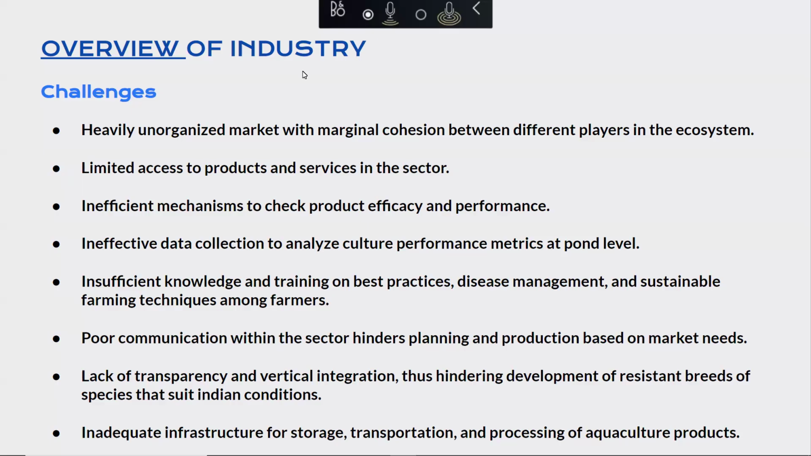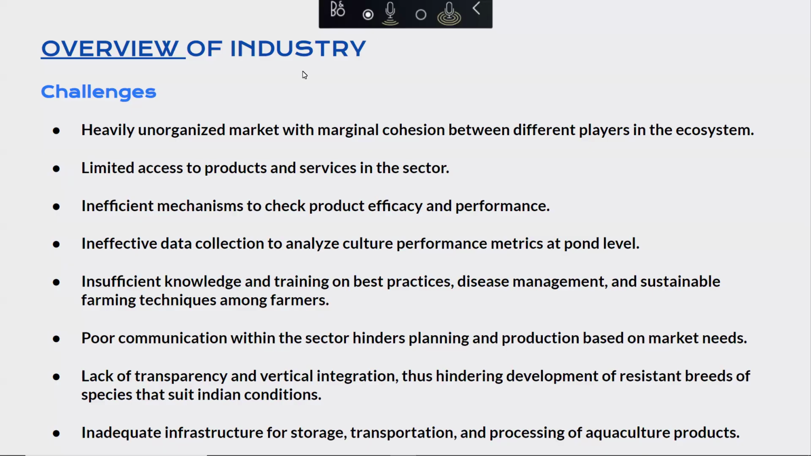You can't have any kind of scientific determination whether this product has worked in your scenario or not. So this is a major problem. Farmers usually go with whatever the common consensus is, like this will work or that will work. If it didn't work, it's a complete loss for the farmer.